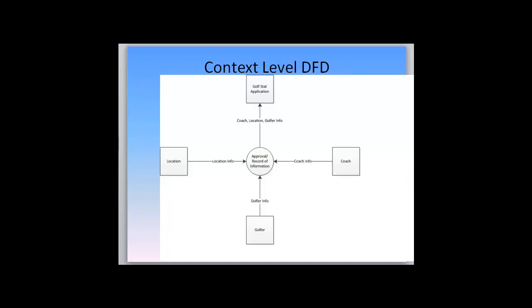Here's a brief overview of our data flow diagram. This is our context level DFD. As you can see, coaches, locations, and golfers all have the ability to enter information. All of this information needs to be approved by the NCAA in this process before it is sent to our application.